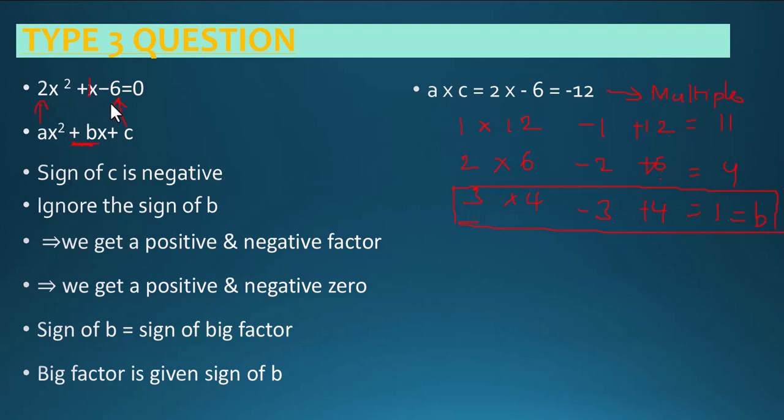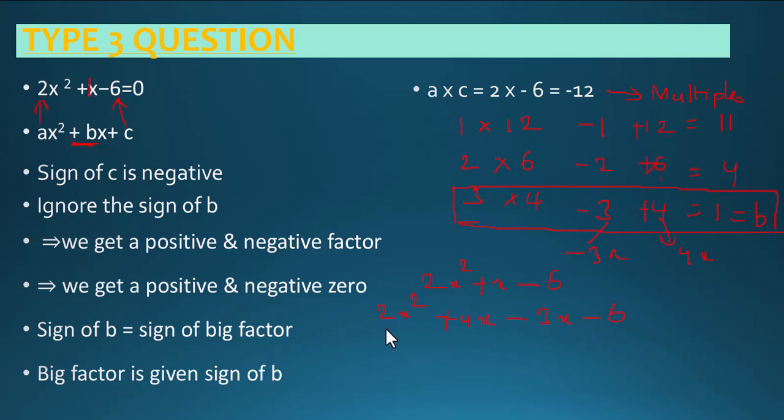We have to split the middle term x as minus 3x and plus 4x. That's how we have to split it. So 2x square plus x minus 6 becomes 2x square, then we have minus 3x and 4x, right? So I'll write plus 4x here, then minus 3x here, and minus 6.